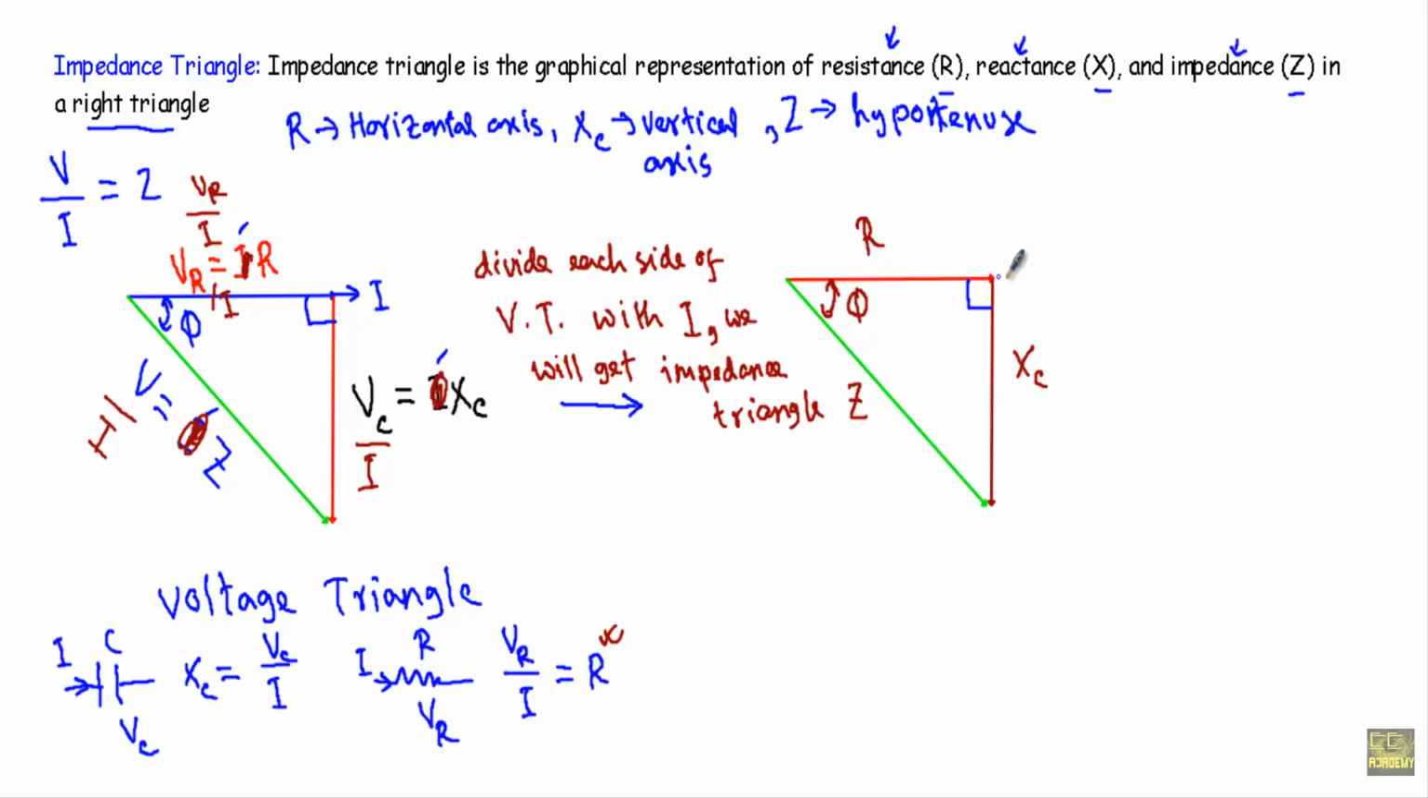Now see, in the horizontal axis we are representing the resistance, in the vertical axis we are representing the capacitive reactance, and in the hypotenuse, see, this angle will be 90 degree. So this will be the hypotenuse. In the hypotenuse we are representing the impedance. Therefore this will be a right triangle, in which we are representing the resistance, reactance and the impedance. So this will be our impedance triangle.